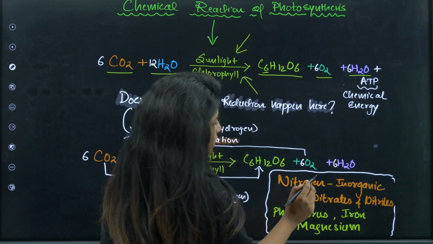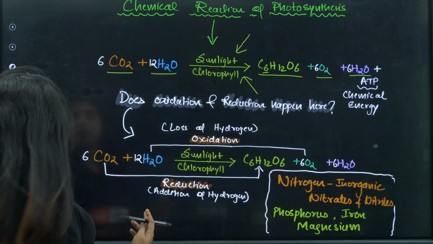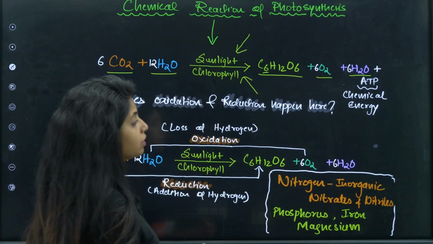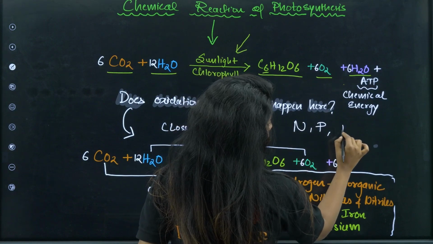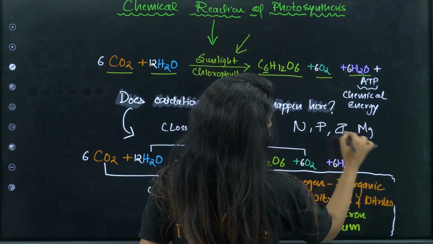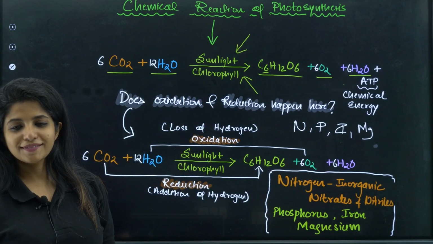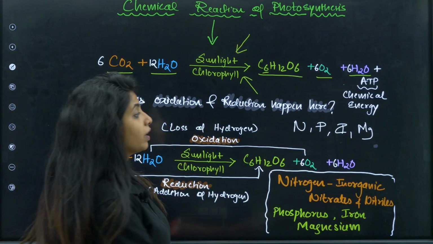Nitrogen, phosphorus, iron and magnesium, very much important. Nitrogen, phosphorus, iron and magnesium, very much important. Where do you get nitrogen from?